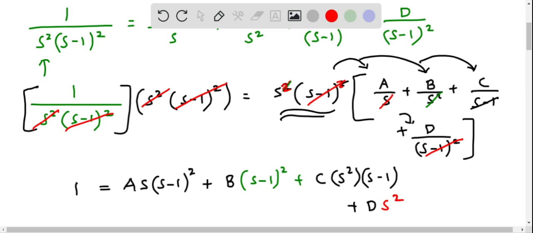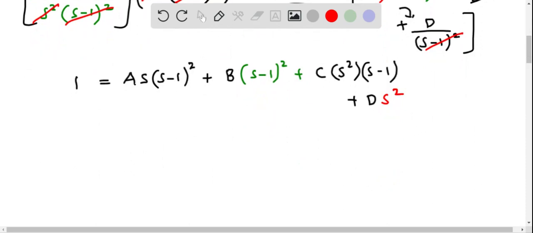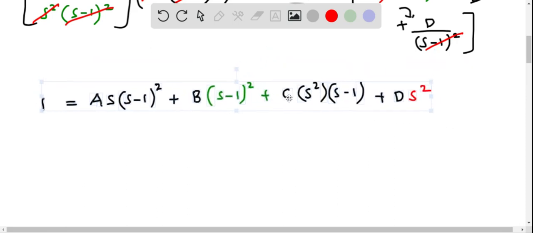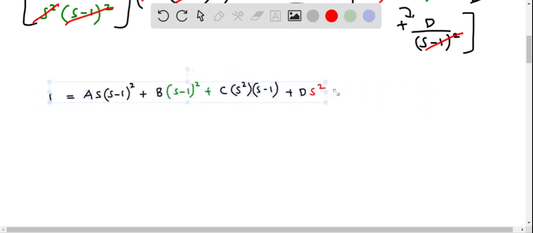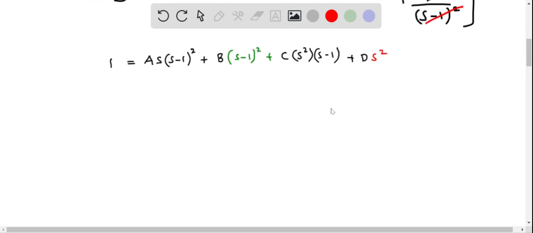Now let's see how to determine the values of a, b, c, and d. First, I'm going to put this term next to this, and I'll also reduce this to a smaller size so that I can have a better view and more room for writing. So let's keep it like this. Now I'm going to put some random values for s.